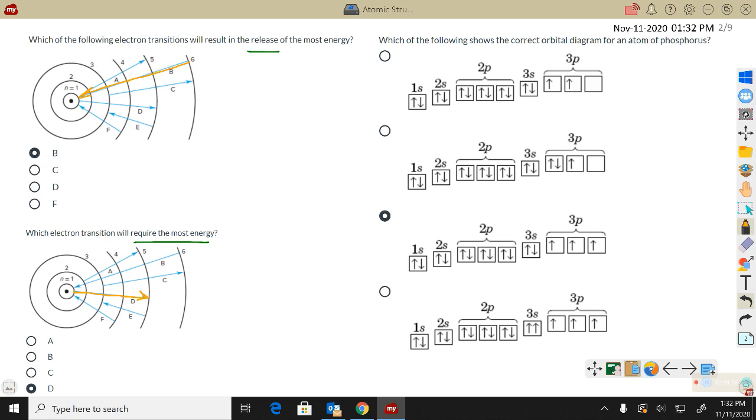So that was kind of the key with those. You had one of the two, and we had to just catch, well, what direction is the electron moving? Are we gaining energy or losing energy?